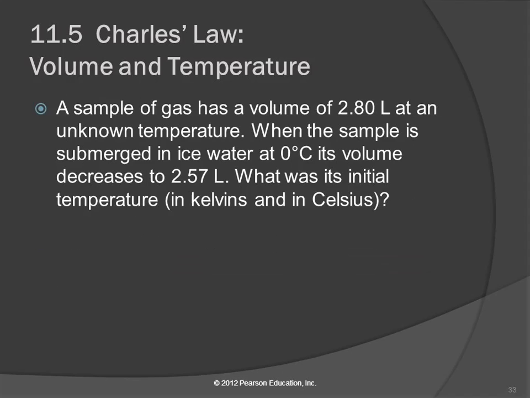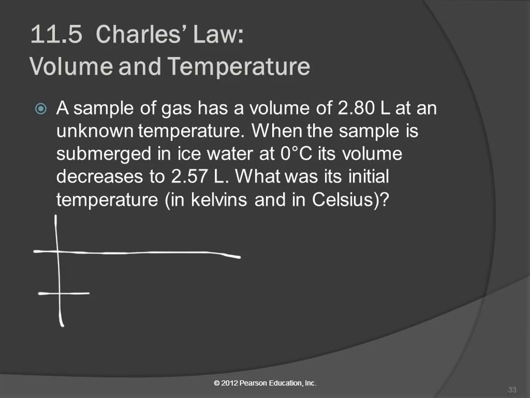A sample of a gas has a volume of 2.80 liters at an unknown temperature. When the sample is submerged in ice water at 0 degrees Celsius, its volume decreases to 2.57 liters. What was its initial temperature in kelvins and in Celsius? We read through the problem, and now we're going to make a table and organize this information.